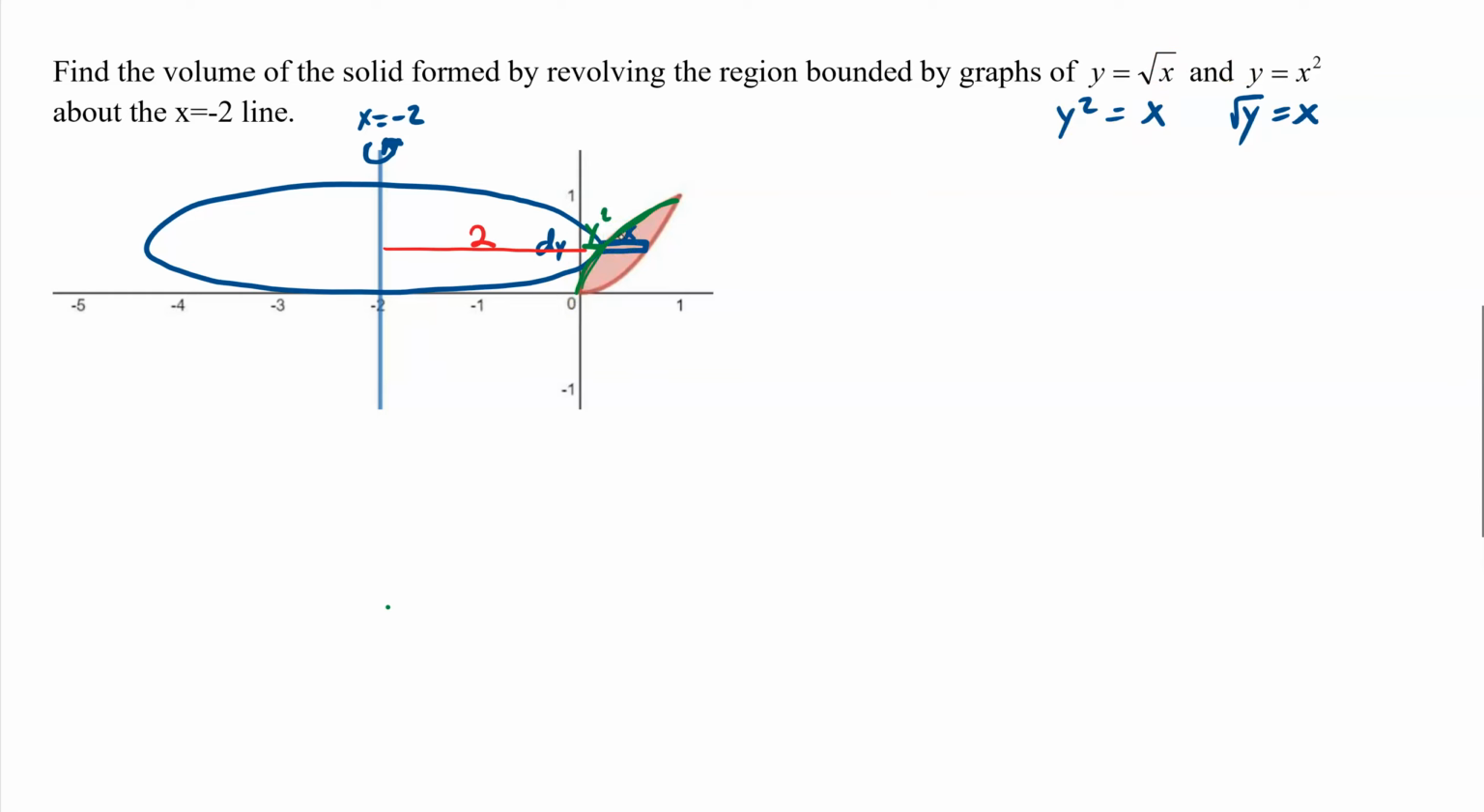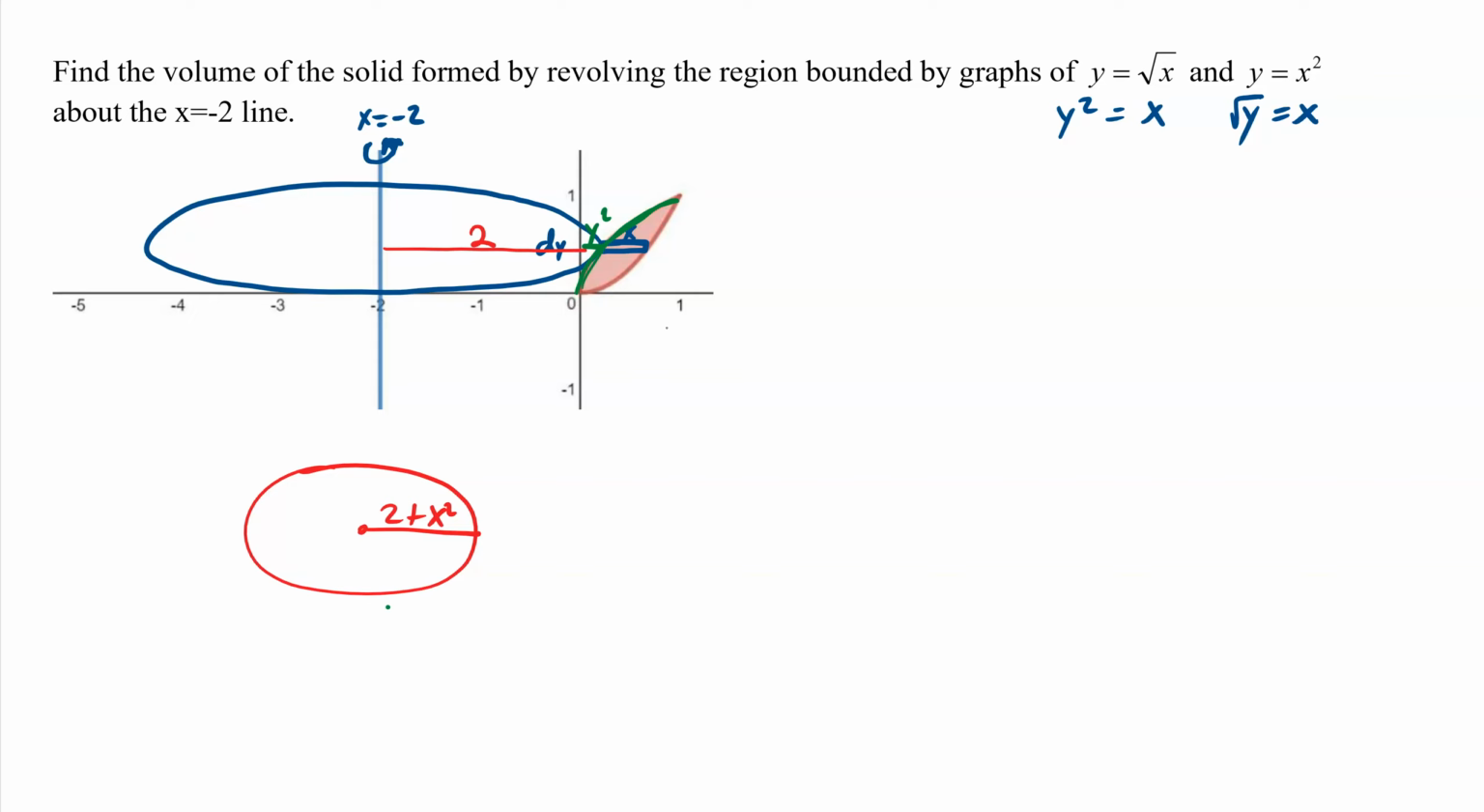Again, everything needs to be x equals. So that's our y squared. And then that is our y equals x squared, or our square root of y. That's our parabola. All right. So our inner circle, I'm going to make it a little bit smaller, is going to be 2 plus that. So that's our inner radius. And so you can still see we're subtracting it. If you subtract a -2, it becomes +2.